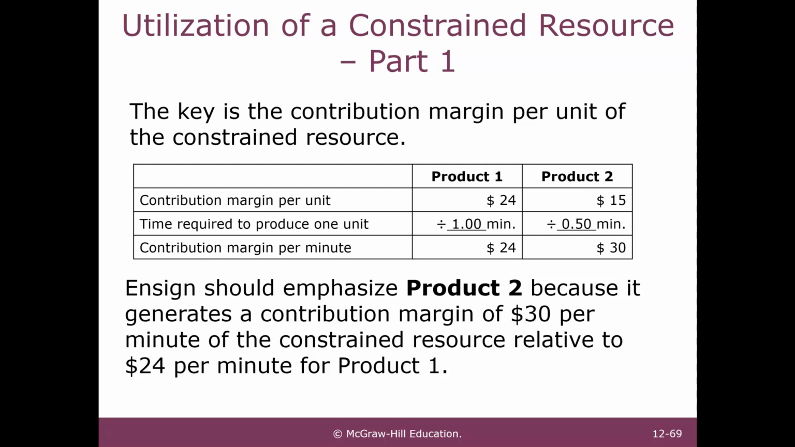Take the contribution margin and divide it by the time they are in that constrained resource, and you get your contribution margin per minute. The contribution margin is very important, but when you're looking at a constrained resource, you want to find the contribution margin per the constrained resource. Here for product 1, it's $24, and for product 2, it is $30. Product 2 should be emphasized. You should fulfill all of the customer demand for product 2, and then anything left over, make product 1.